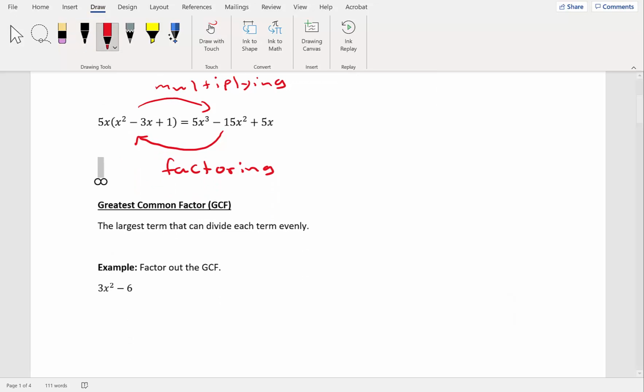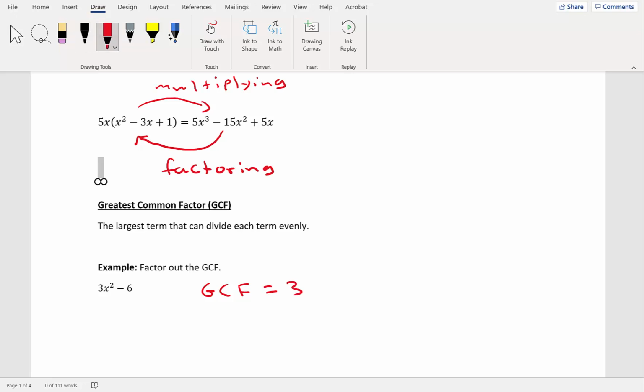So you're going to take a look at your two terms that we have, and you're going to see what they have in common, what common factors they have. Okay. Notice our second term here, it doesn't have an x in it. Okay, so x cannot be part of our GCF. But a common factor that they have is a 3. 3 can go into both 3 and 6. So our GCF here is 3.